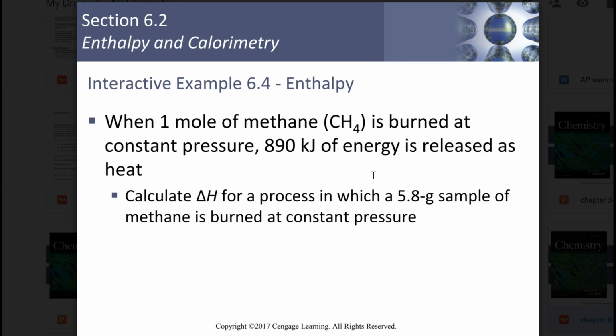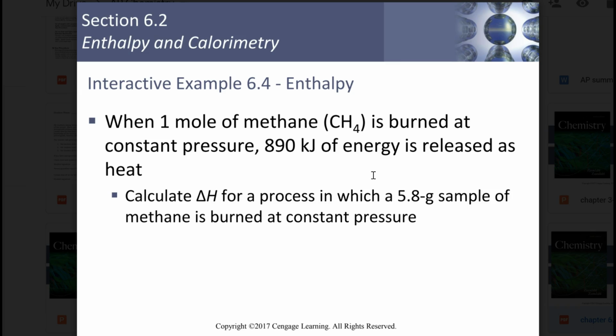All right, good, beautiful. So, 1 mole of methane. Methane is a very flammable gas, remember? You burn it at constant pressure, and you end up with 890 kilojoules of energy released as heat. So what would be the delta H for this process if you had a 5.8 gram sample of methane? How would you solve a problem like that? You take 1 mole of methane has X amount of grams. Let's say it's 60. You take 5.8, divide it by 60, and multiply that by 890.